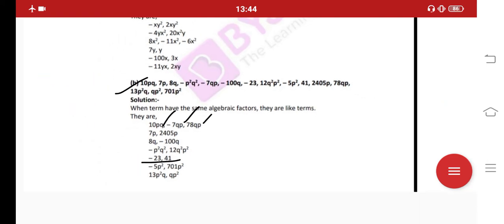So this is how in this exercise we have discussed about terms, factors, coefficients, like terms, unlike terms, and classification of all the algebraic expressions into monomial, binomial, trinomial and polynomial.